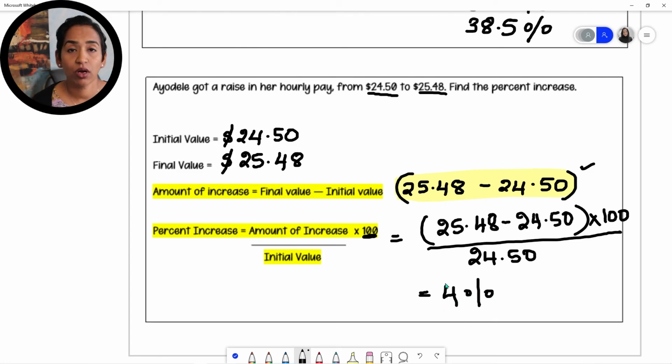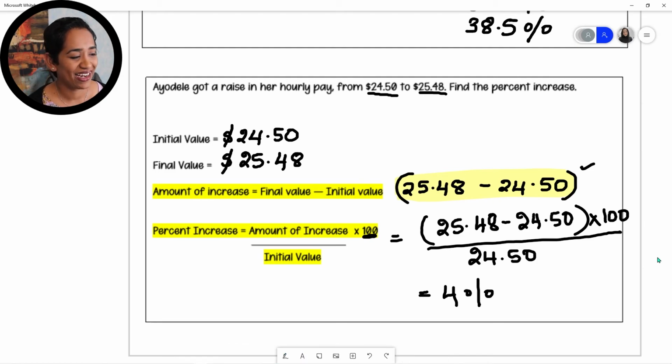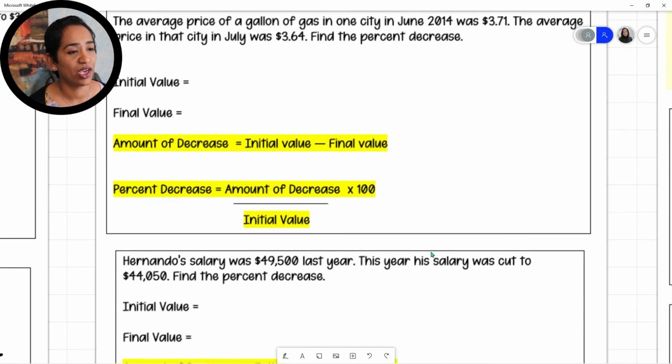Sometimes in your Newton Alta homework, they ask you not to plug in a percentage sign. So make sure you do as they ask you to. All right, let's look at the next topic here.